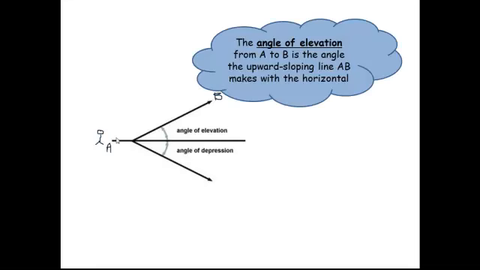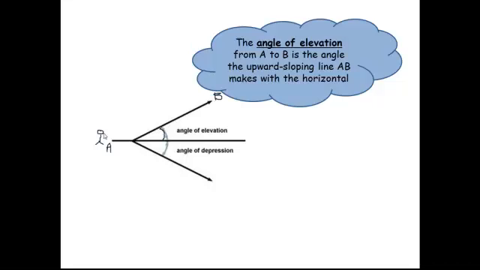So if you imagine that you were standing at this point here, so there you are, and you were looking upwards. Okay, so if you were looking up at something over here, say you were standing at point A and you were looking up at something at point B, that angle that your line of sight makes with the horizontal is called the angle of elevation. So here's the definition for you here. The angle of elevation from A to B is the angle the upward sloping line AB makes with the horizontal. So that's this angle here.